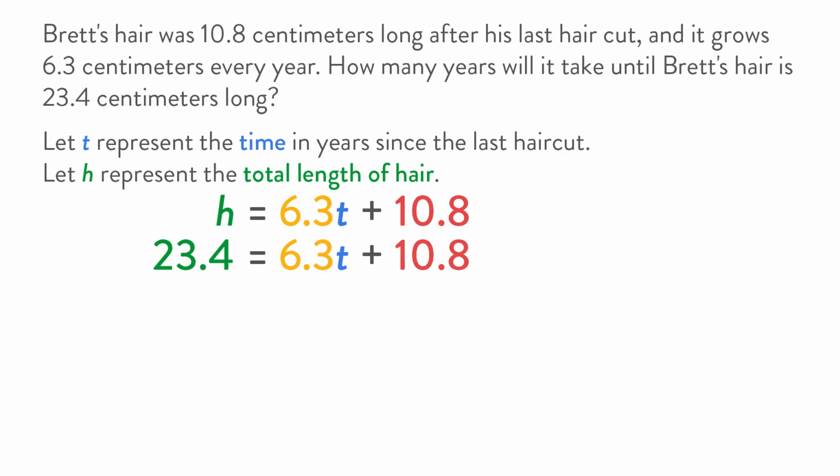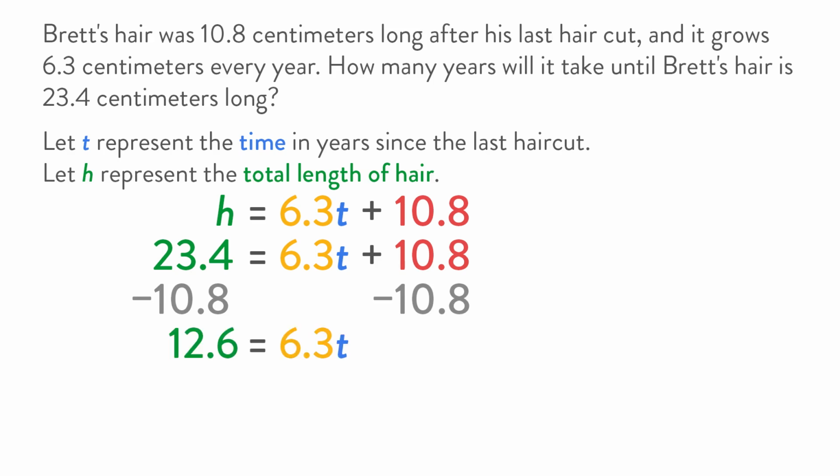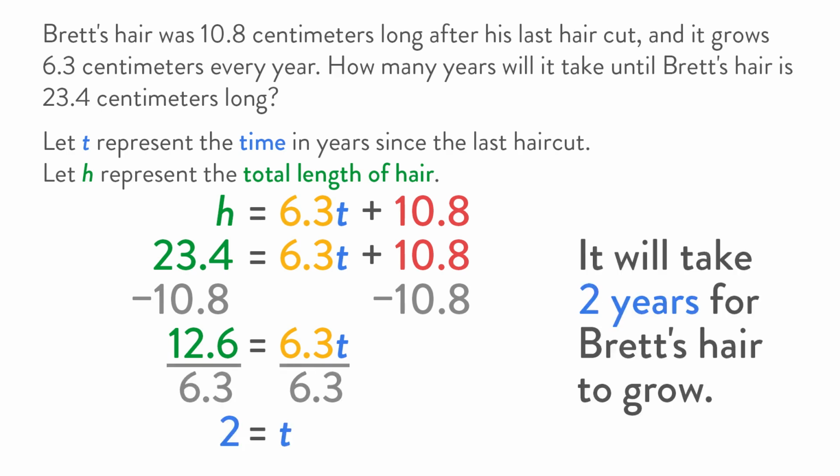To solve for T, let's subtract 10.8 from each side. That leaves us with 12.6 equals 6.3 times T. Divide both sides by 6.3 and we get 2 equals T. It will take 2 years for Brett's hair to reach 23.4 centimeters long. Great job solving those equations.